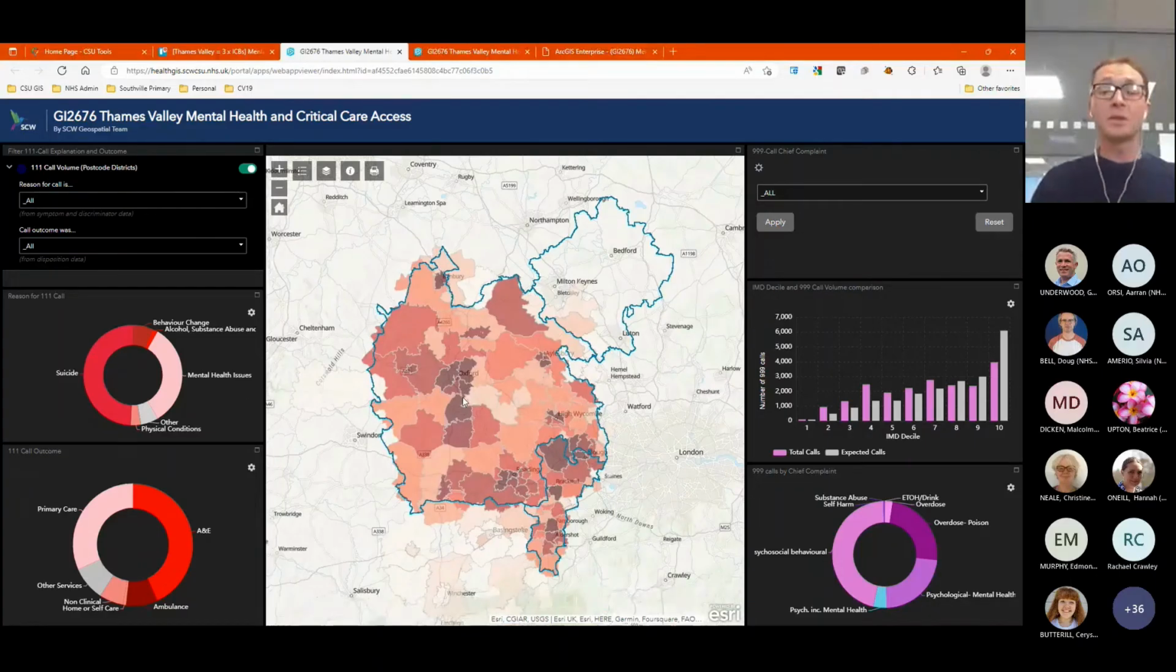Right. Okay. Sorry, there was a slight change to what I'd chosen to present here. So rather than Bob elective care, this is about Thames Valley mental care and critical care access. So very similar, showing the same kind of capabilities of our software and our products at the moment.